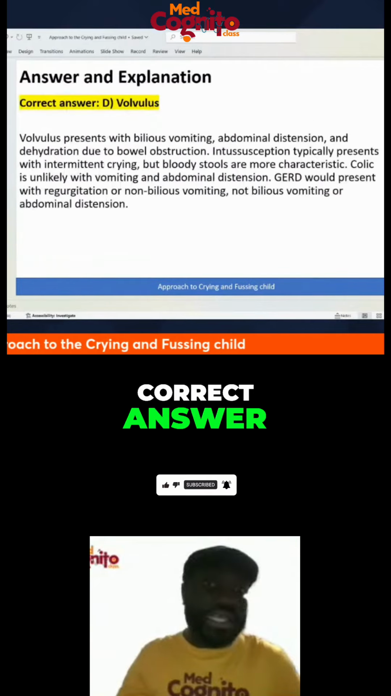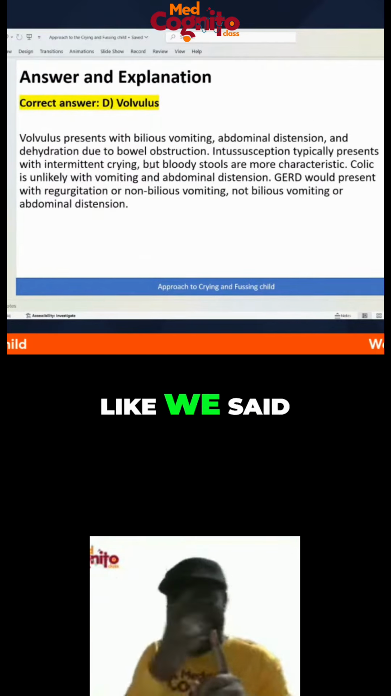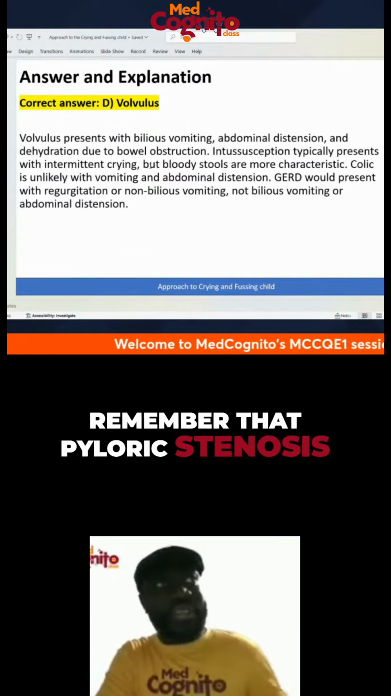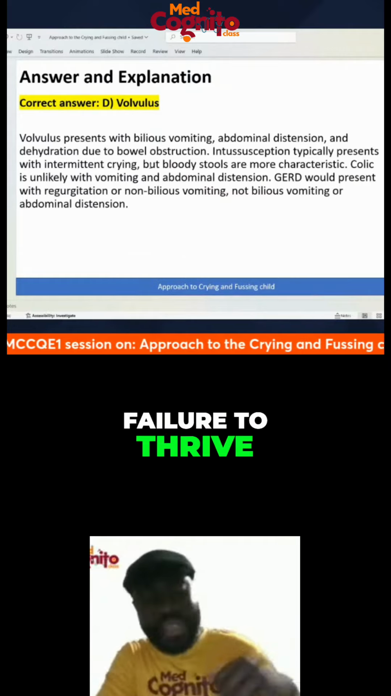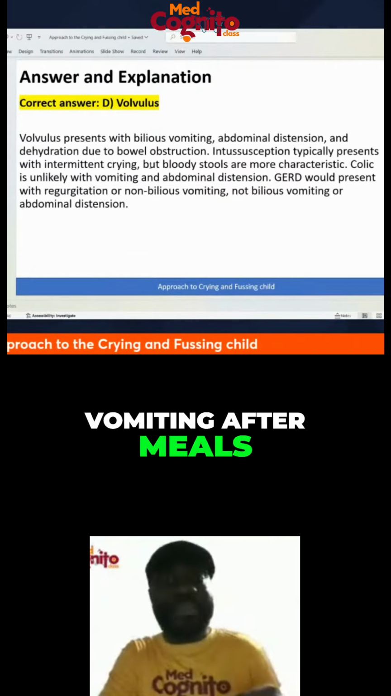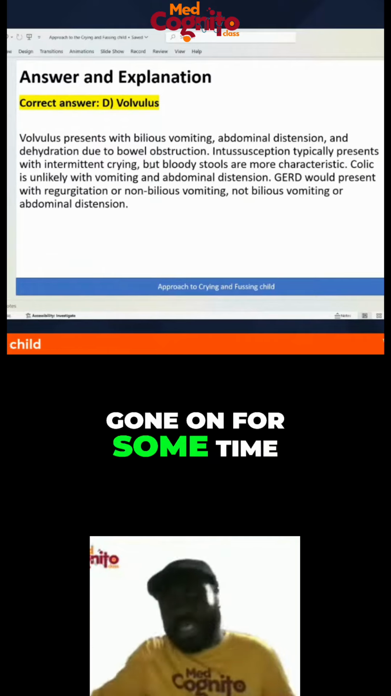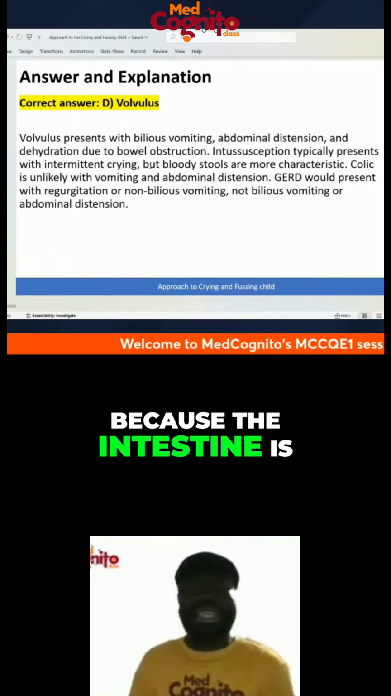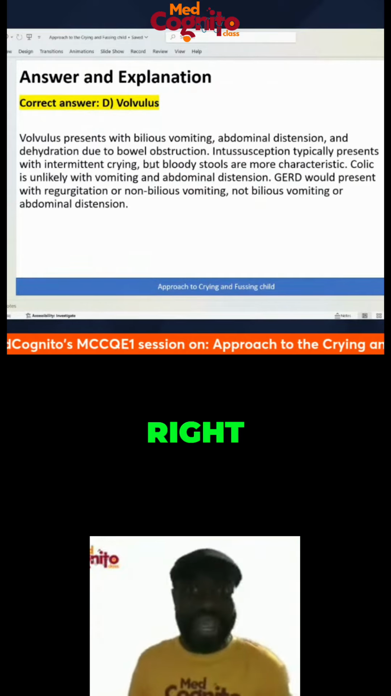So what is the correct answer? The correct answer is volvulus. Volvulus presents with bilious vomiting, like we said, abdominal distension and dehydration. Remember that pyloric stenosis would also present with dehydration, failure to thrive, vomiting after meals. But volvulus is more acute. Pyloric stenosis would have gone on for some time. Volvulus, that kid will be sick because the intestine is turning on itself. That kid may even be in metabolic acidosis, right?